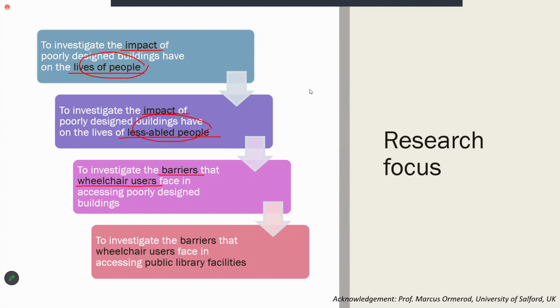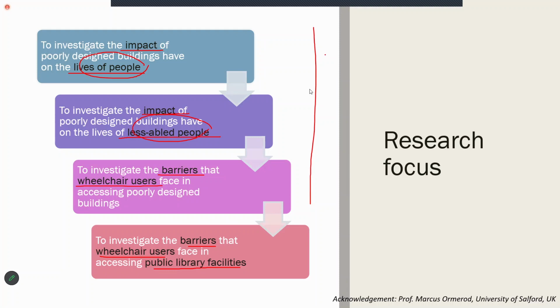So now, can you imagine the distantly related literature according to the funnel that I showed you earlier and the closely related literature, right? So now you all should be able to see these. And if we move to the fourth one, to investigate the barriers that the wheelchair users face in accessing public library facilities. So all this time we were talking about buildings as a whole. But from the last topic, we are talking about public library facilities, right?